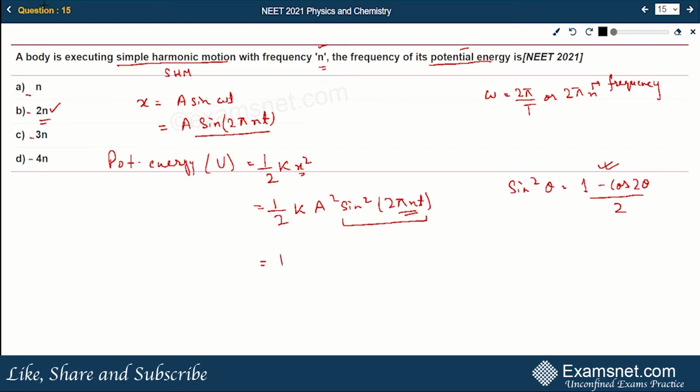So we'll write half k a square, and under bracket we'll write 1 minus cos 2 theta. That means it will become 2 times, right? So we can write it like this: cos 2 pi 2n t, divided by 2. Okay, so here can you see everything is okay, but this frequency is doubled. It has become 2 times. Okay, so we can say that the frequency of its potential energy will become doubled. So option B will be the correct option.